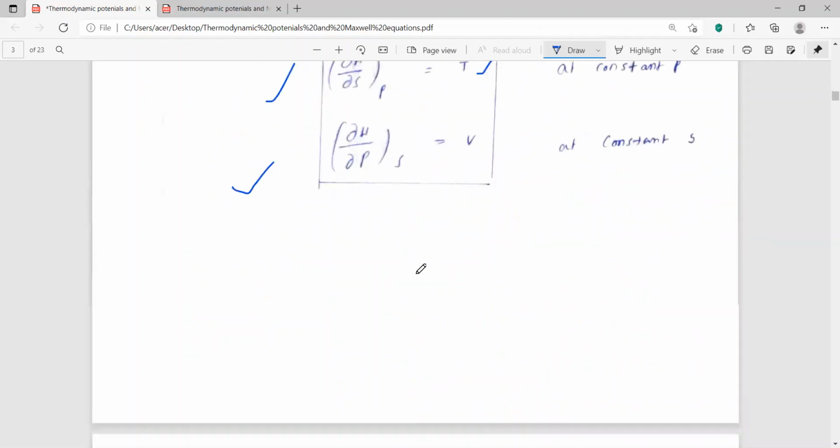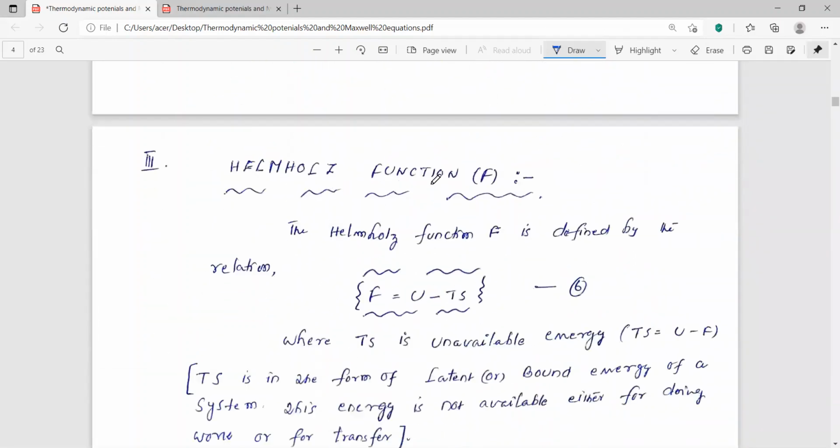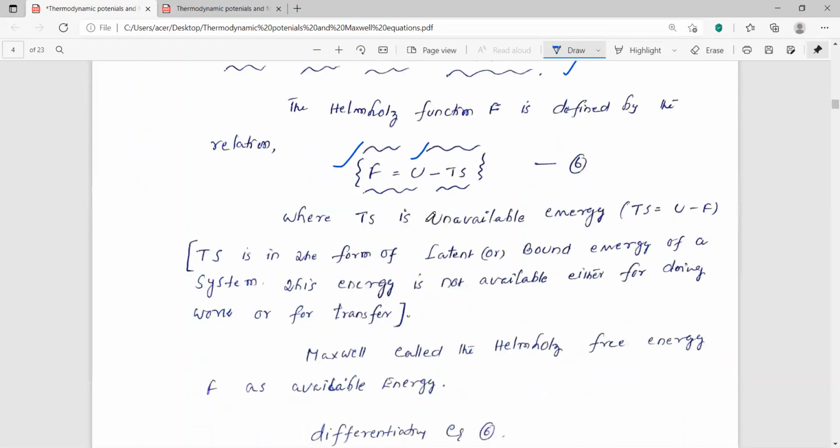Similarly, what is the next thermodynamic potential? Helmholtz function. This Helmholtz function can be defined by the relation F equal to U minus TS. As you know, what is U? Total internal energy. And what is TS here? You are subtracting this TS term from the internal energy term. Here TS represents unavailable energy in the system.